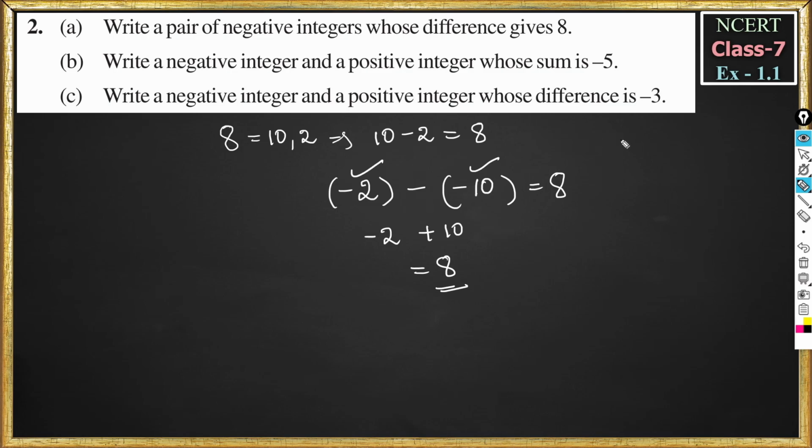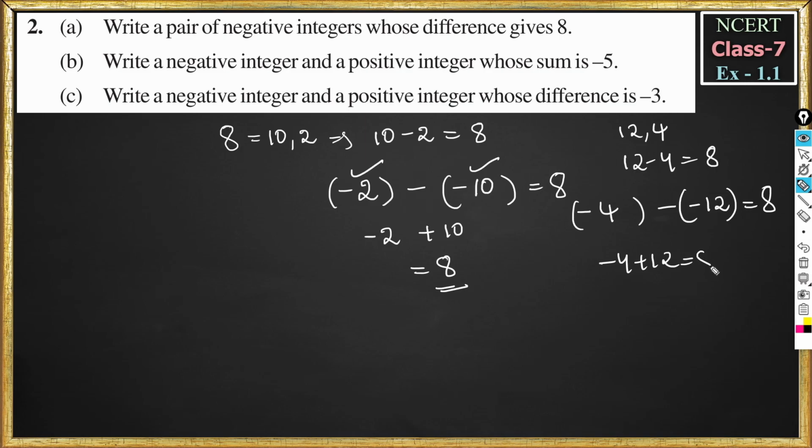Similarly, you can take 12 and 4 also. For example, 12 minus 4 is equal to 8. So we need two negative integers, minus, which should be equal to 8. And here we have taken the smaller number to the left side and the larger number to the right side. Similarly, we take 4 here and 12 here. This becomes minus 4 plus 12, which is equal to 8. So minus 4 and minus 12 are the other pair of integers whose difference gives 8. This way we solve problem A.